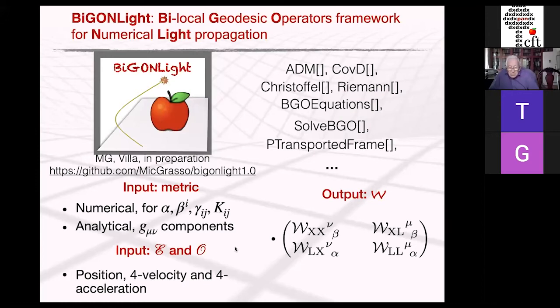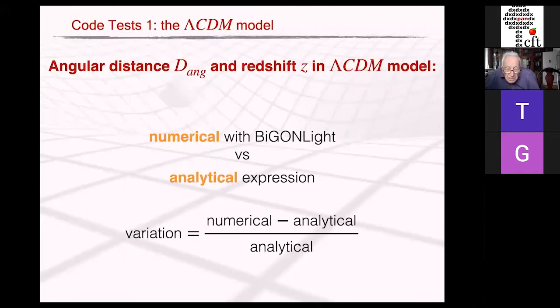One of the reasons why I use Mathematica is that we can use the many well-tested numerical methods which are already implemented in the Wolfram language, but also the precision control option, which essentially allows us to set the precision of our numerical calculation. Okay, so in the rest of the talk, I will show you some tests and applications of BiGONLight. Let's start with the tests.